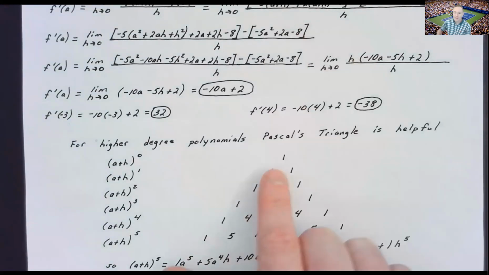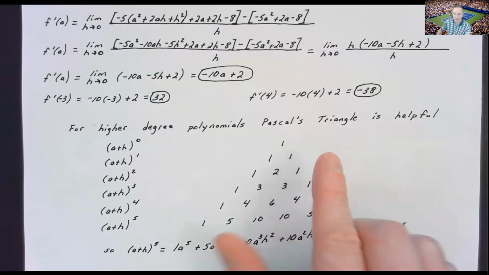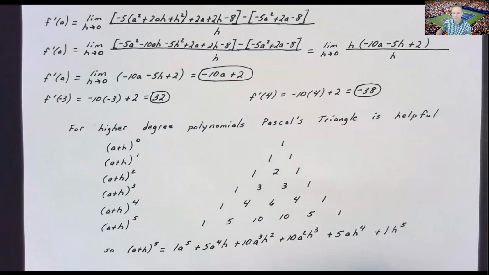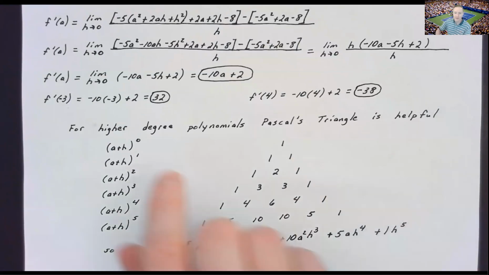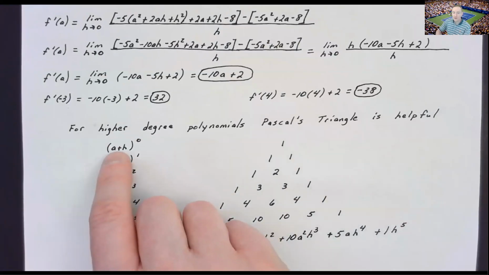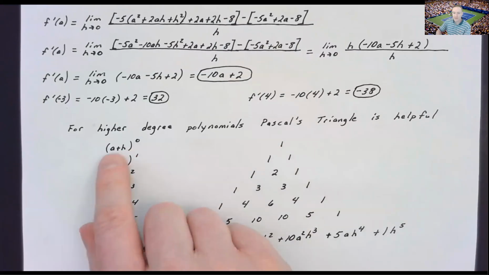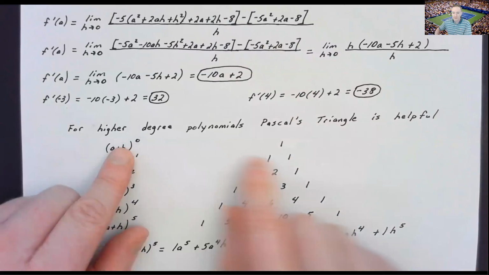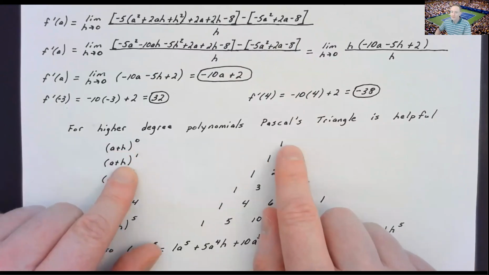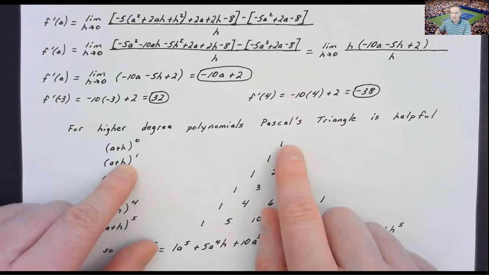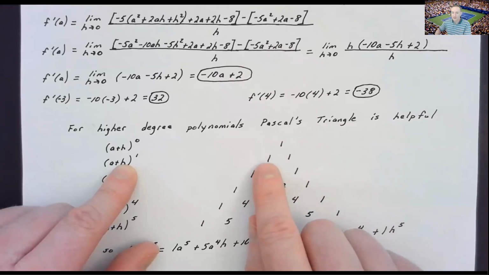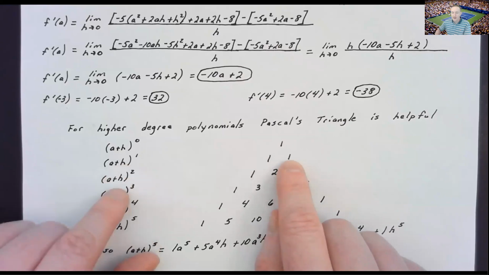A quicker way is known as Pascal's triangle. And what Pascal's triangle is based off of is the idea that we know that any number to the 0 power is just 1. So I can say, well, a plus h to the 0 power is 1. Well, what if I had a plus h to the first power? You'd say, well, that's easy, John. It's 1a plus 1h. Yeah, 1a plus 1h. Now, a plus h squared.